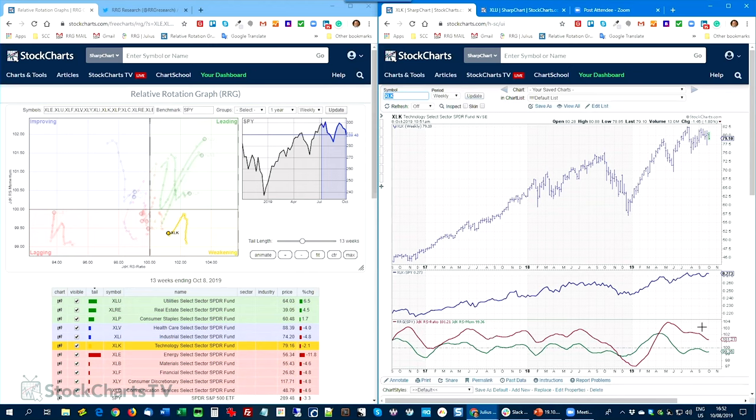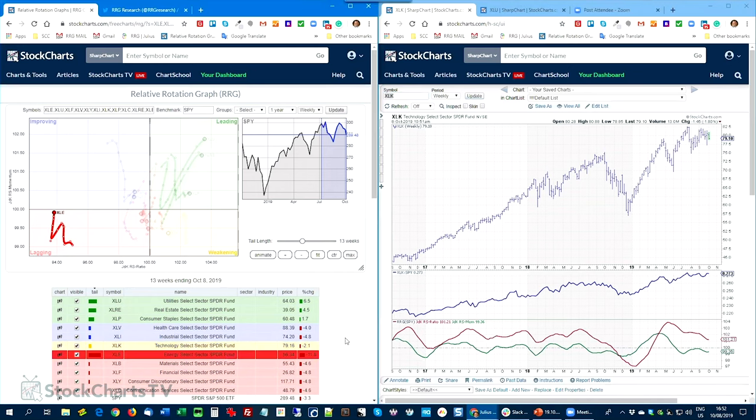So far, this is a temporary setback within a longer-term relative uptrend. So, a temporary setback for technology. Keep an eye on it. If it deteriorates further, we may have to take action. But for now, I'm still fine with having technology in a portfolio.